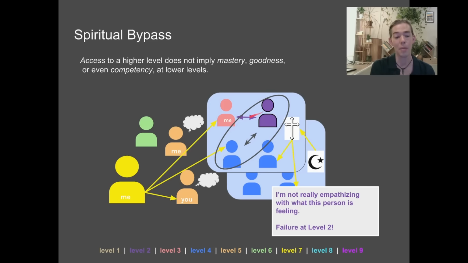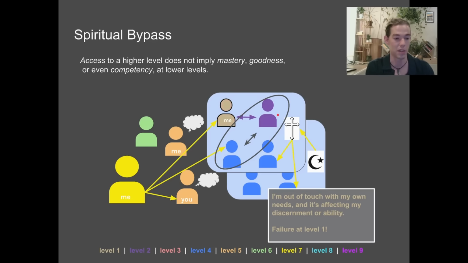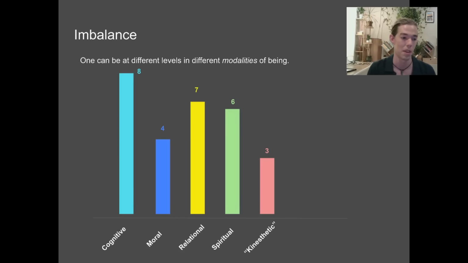Or maybe I'm not empathizing with the person I'm interacting with properly. I'm not understanding their emotions. I'm not modeling them well. This is a failure at level 2. Or I haven't realized that I'm the wrong person delivering the right message. I'm telling this person what they need to hear, but because of their concept of me, I'm not going to be able to be effective in doing that. And that's a failure at level 3. Or I'm out of touch with my own needs and it's affecting my discernment or ability. That's a failure at level 1.